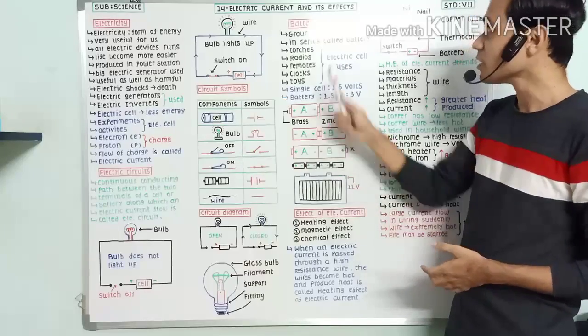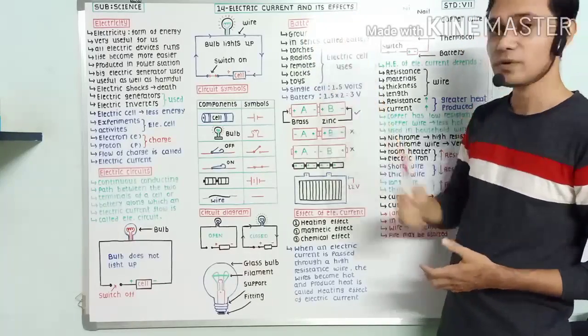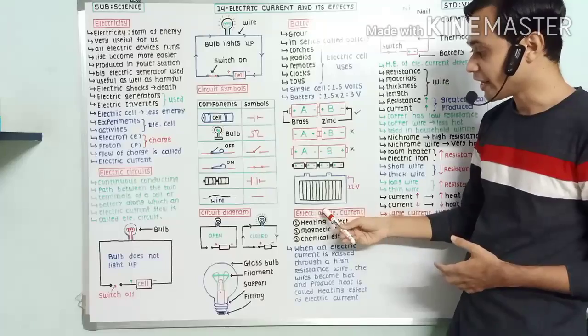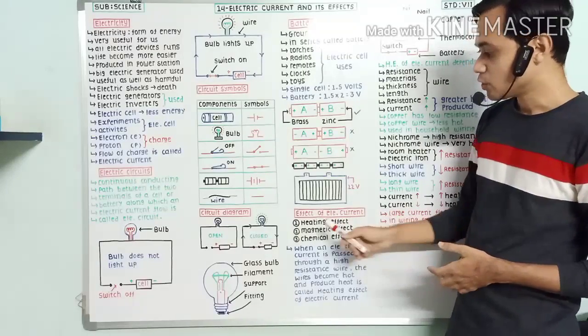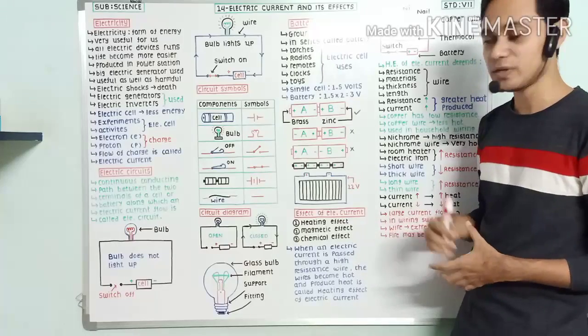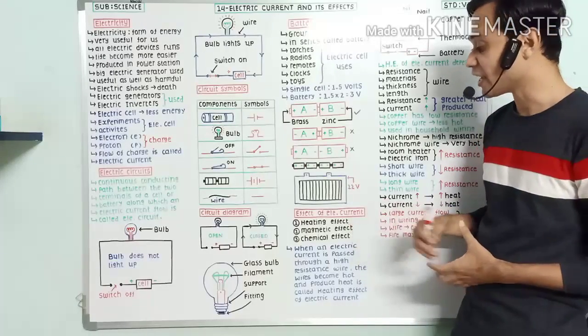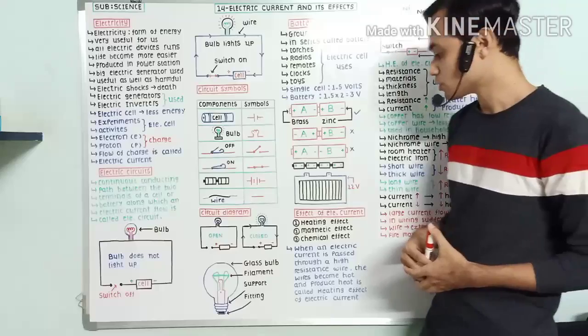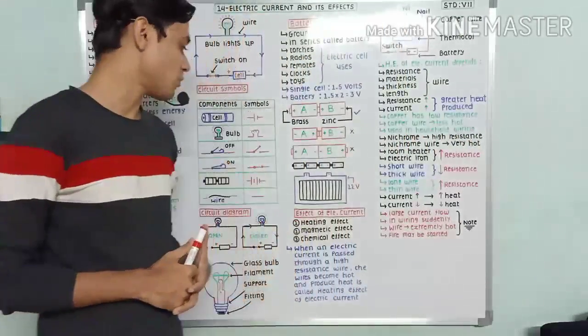Thereafter, the next thing is its effects. Now we will discuss, in this chapter, the heating effect of electric current, right? So here are the heating effect, magnetic effect and chemical effect. We will see first the heating effect of the electric current. So students, what is the heating effect of electric current?